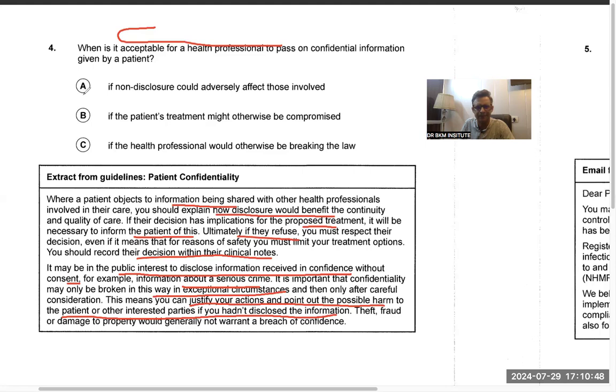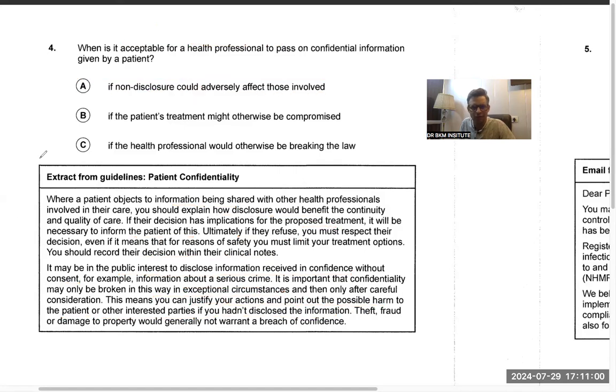So if I read option A, if disclosure could affect those involved. Now this is a very difficult option. In the first round, I eliminated it because it was a hard option. Then I went to the second option: if the patient's treatment might otherwise be compromised. They said even if you have to limit the treatment options, you compromise. So B cannot be the answer, because the question is, when can a health professional share the information? In the case of compromise, you don't have to share the information, because you can limit your treatment option if the patient says no.